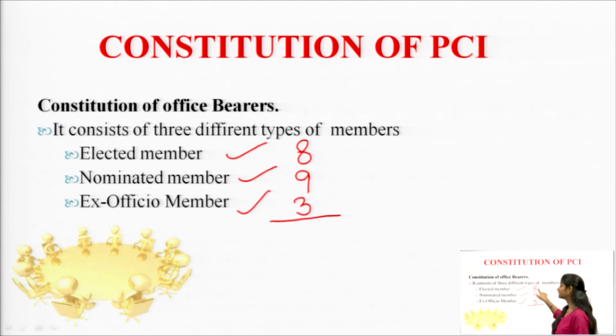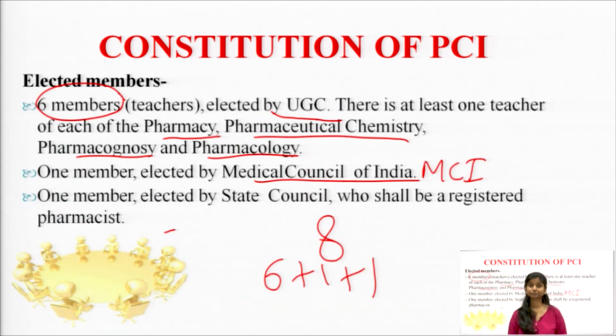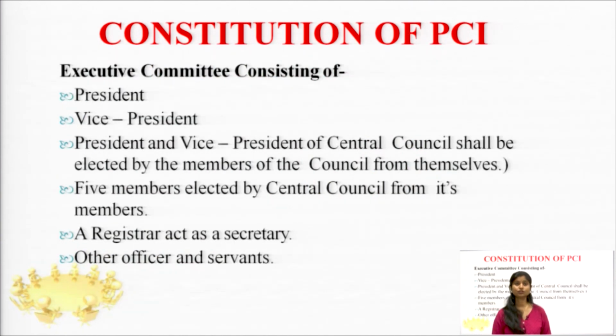तो अगर total करें we have 20 people over here which constitute the office bearers in central government. 8 and 9 is 17 and 3, 20. 20 people make the Pharmacy Council of India at central level. Now let's see the constitution of PCI and its executive committee.